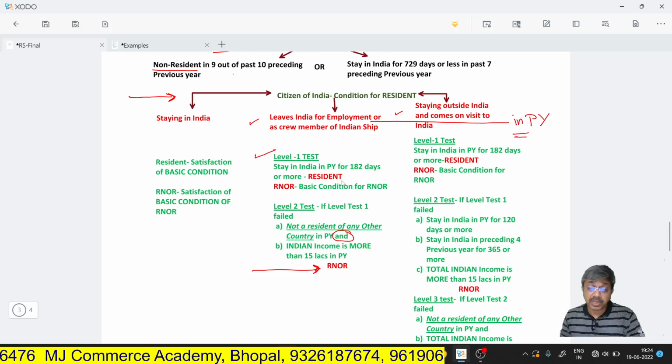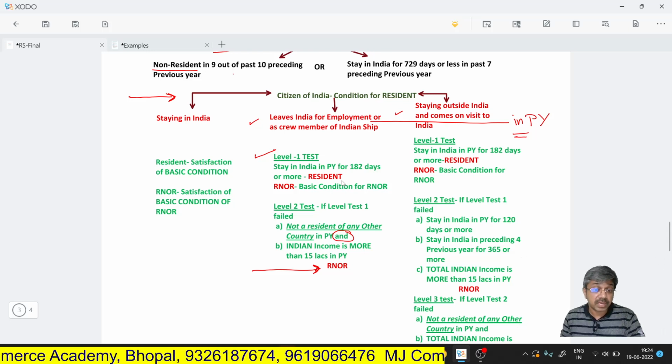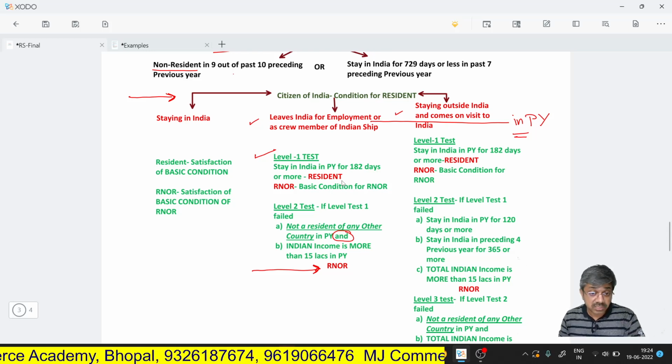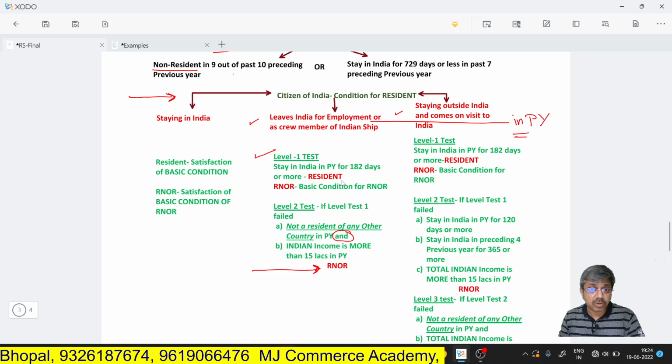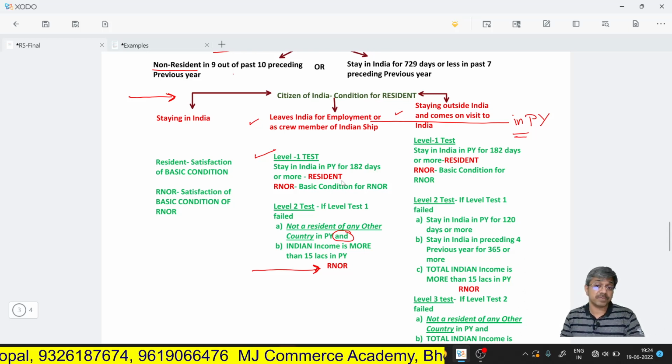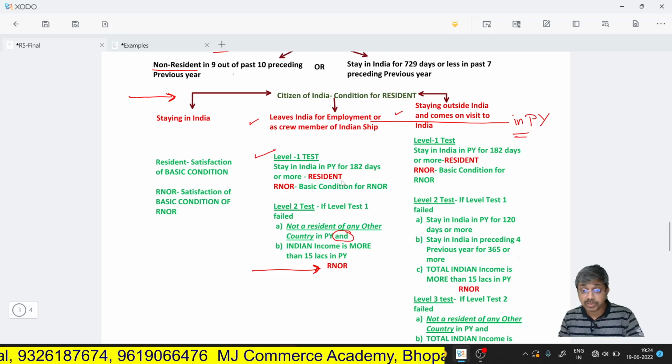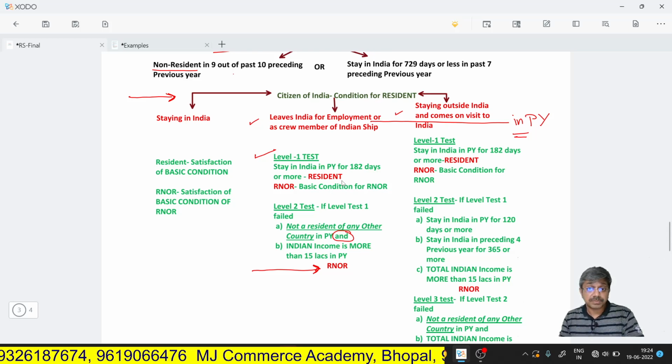He should not be a resident of any other country. Which category are we studying here? Citizen of India. And Indian income is more than 15 lakhs in a previous year. This test is also applicable here. So this category is an Indian citizen who leaves India for the purpose of employment or as a member of crew of an Indian ship in a previous year. I hope you are catching up on the concept.